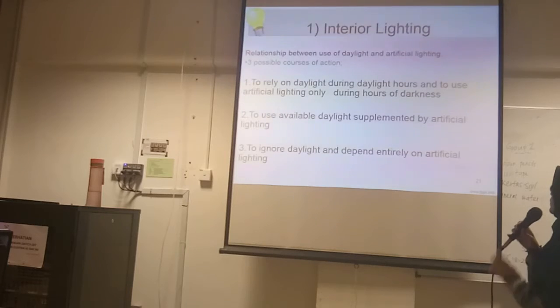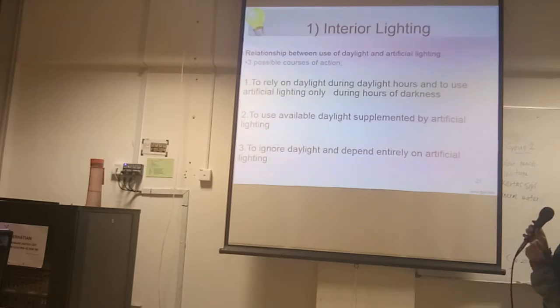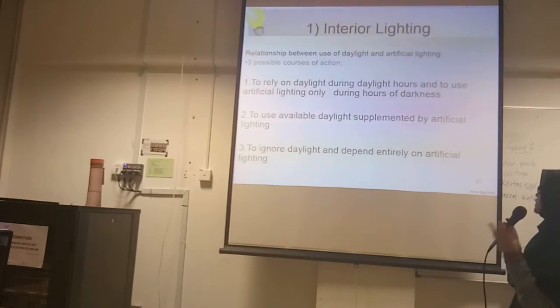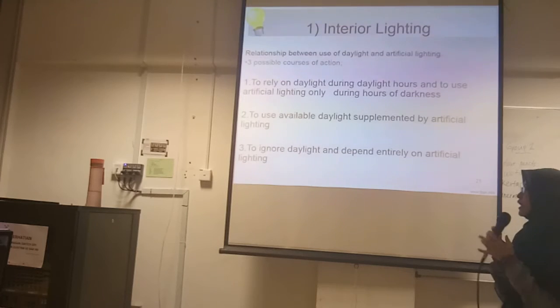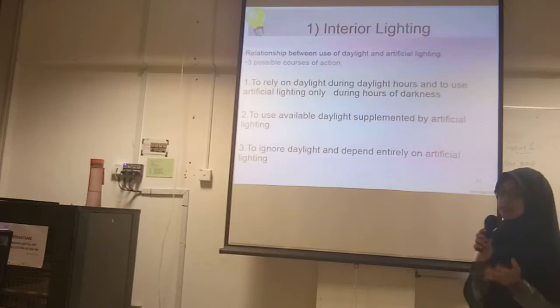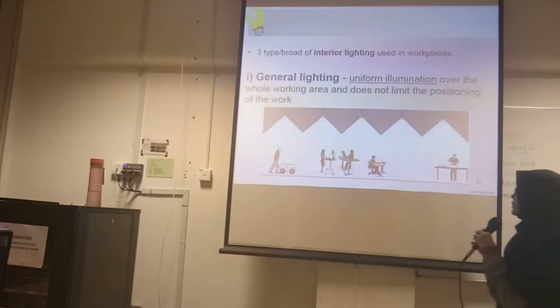So first, there is the relationship between use of daylight and artificial lighting. There are 3 possible courses of action. First is to rely on daylight during daylight hours, and to use artificial lighting only during hours of darkness. So they use both. And then to use available daylight supplemented by artificial lighting, and then to ignore daylight. So they don't use daylight and only depend on artificial lighting.